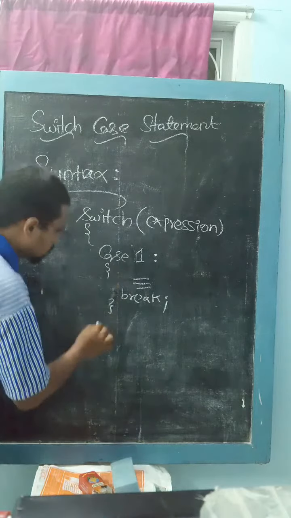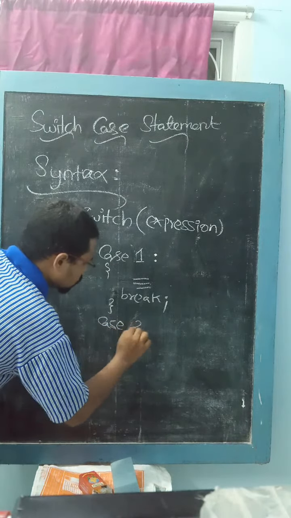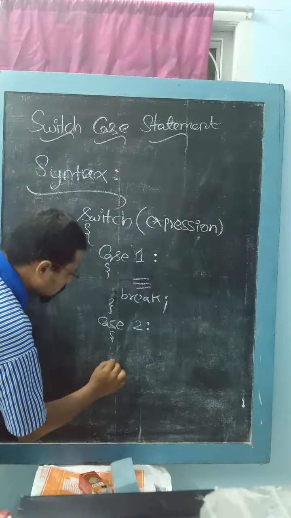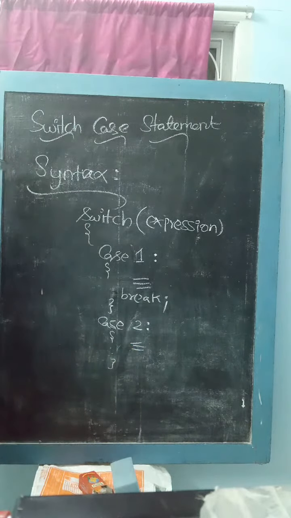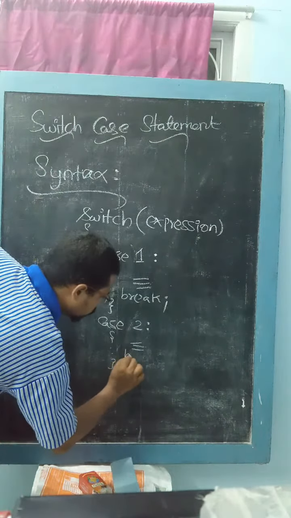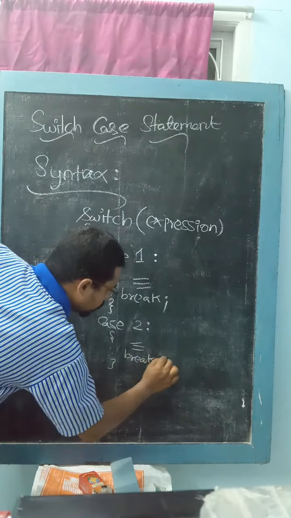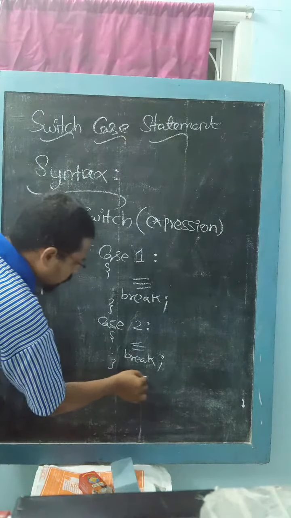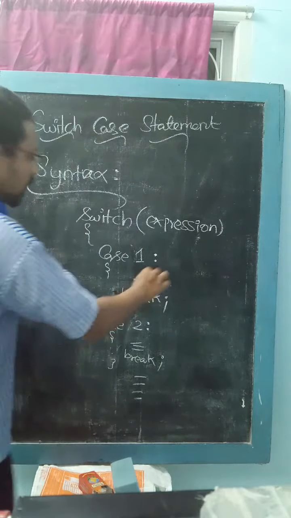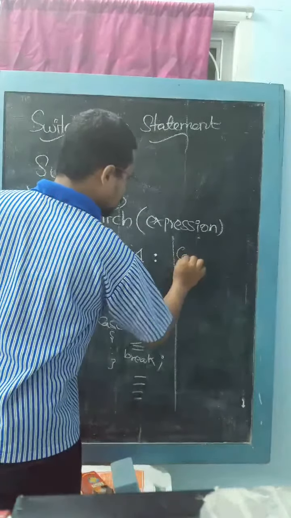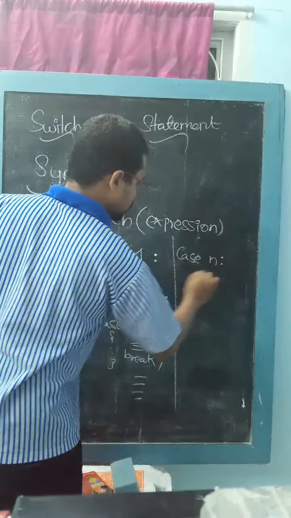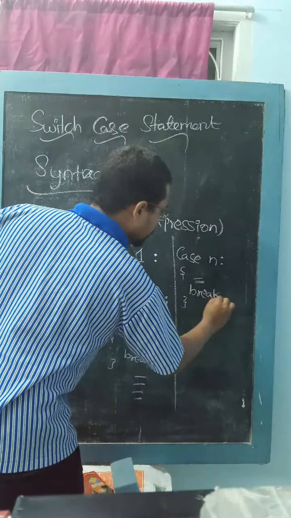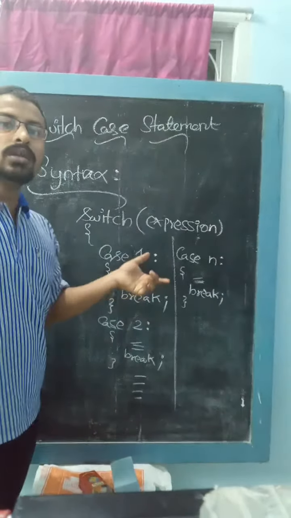And the next thing is case 2. Case 1, case 2. Here also it is the same thing. You can use n number of lines inside the block, and then you have to use break at the end of the statement or end of the block. And finally, likewise it will go on, and it will end with case n and then break. You can use n number of cases based on your problem.